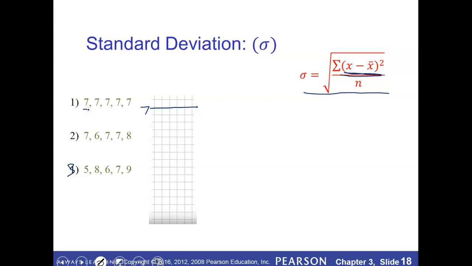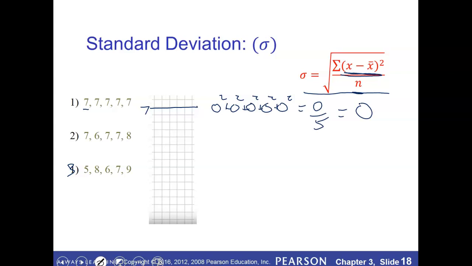So for example, if I start with the first number, 7 minus 7 is 0. 0 squared is 0. I'll do the same thing with all of these 7s. I would get 5 zeros, and I would square all of those, and then I would add them together. So I'm squaring all the zeros, and then I'm adding them all together, but 0 squared is 0. If I add all those together, well, I still get 0. And if I divide it by the number of terms, that's what n represents, that's 5. 0 divided by 5, the standard deviation is 0. Well, that makes sense, because there is no deviation from the mean when they're all exactly what the mean is.